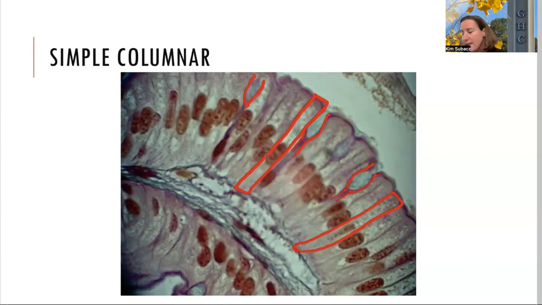If we were able to zoom in on these simple columnar cells and look in particular at their apical surface, especially in the GI tract, they may have microvilli. Microvilli are these little comb-like projections from the cell membrane of that individual cell, and that allows for greater surface area. We said secretion and absorption was a big thing in the intestine, so they are going to absorb all that food going along your GI tract. So these guys have not only microvilli, but they also have goblet cells like this guy right here.